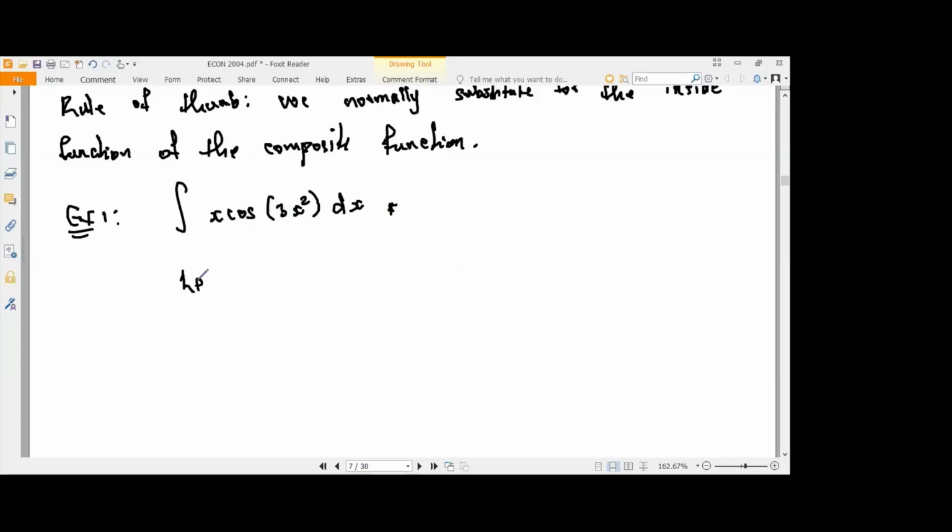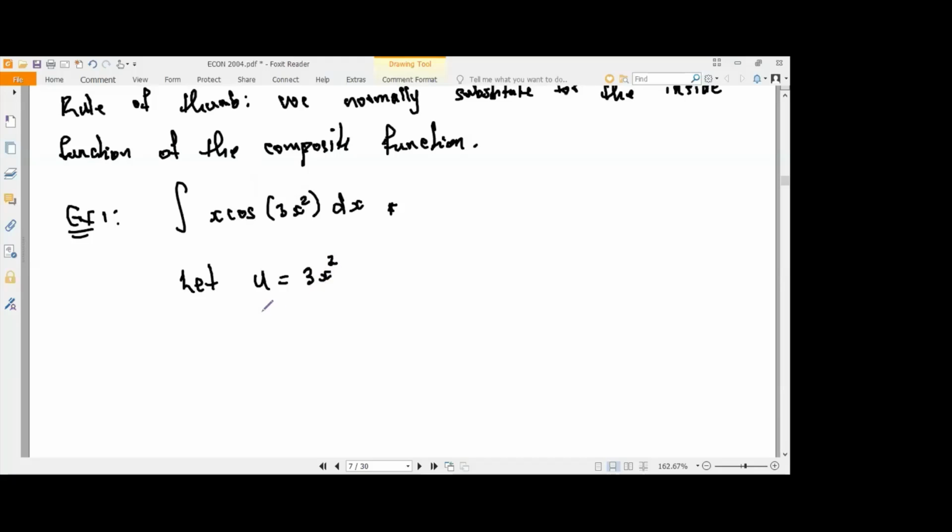So we're going to say, let u be equal to, and remember, we normally substitute for the inside function of the composite function. So the composite function here would be cosine of 3x squared. Now, 3x squared would be the inside function, and cosine would be the outside function. So always substitute more than likely for the inside function of the composite function. So we're going to say that u equals 3x squared, right?